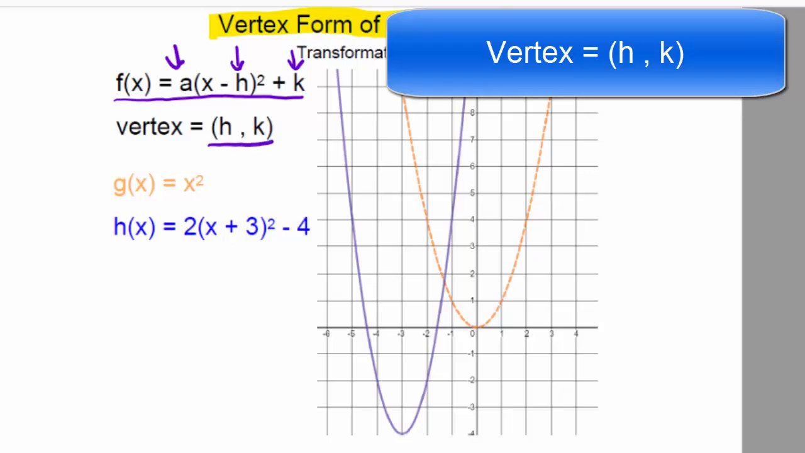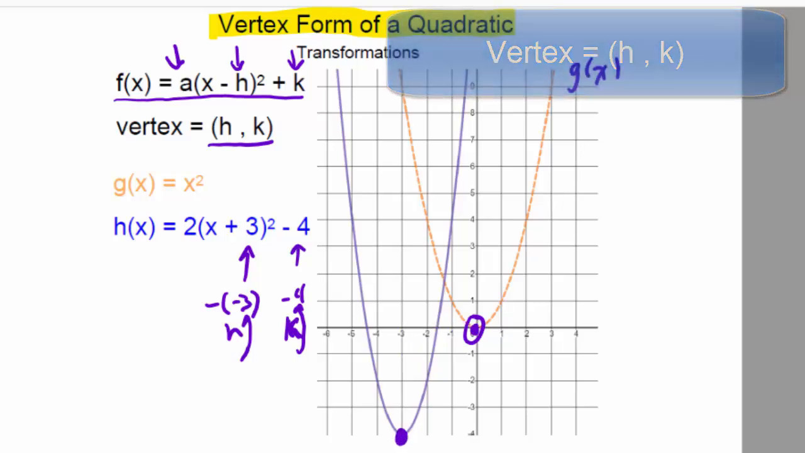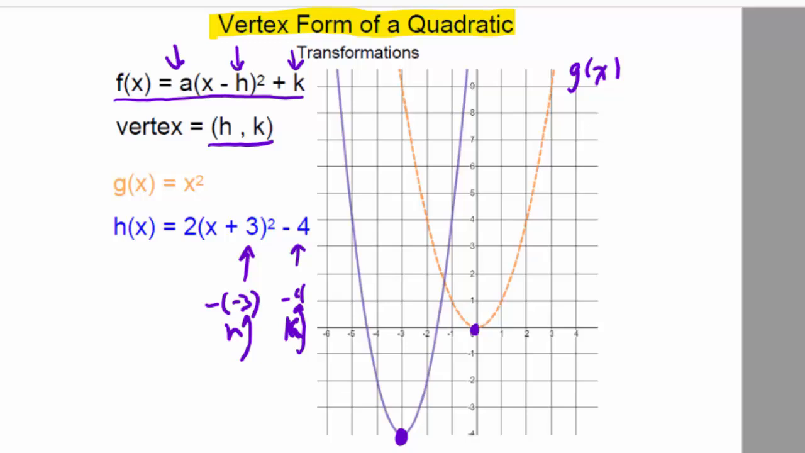So if we take a look at the two functions down here, the parent function g of x is in orange. Notice that the vertex is right here at 0, 0. This h value, it looks like a plus 3, but remember it's supposed to be a minus, so it's really technically minus a negative 3, so h is really negative 3. And then the k value here is a minus 4. So what that means is the vertex, or that point right here, moved 3 units left and 4 units down. So 3 units left, and then 1, 2, 3, 4 units down, and this is the new location of the vertex.